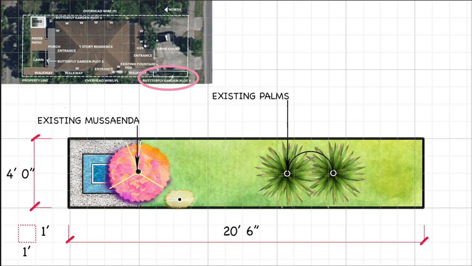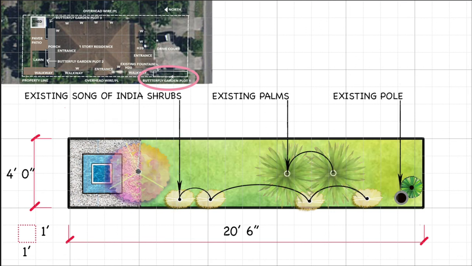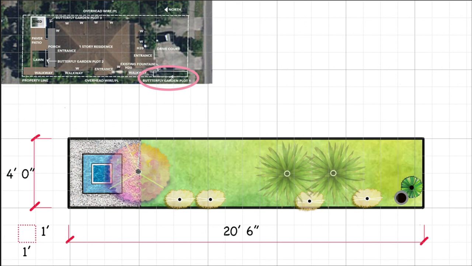four Song of India shrubs that we want to keep and grow up and screen the neighbor. And to the right of that is an existing light pole with a reed palm growing next to it. So that basically lays out all the existing things growing or installed in that garden space. So now we know the available area for us to plant the rest of this butterfly garden. Okay, so we don't need that text anymore now that we've reviewed that.